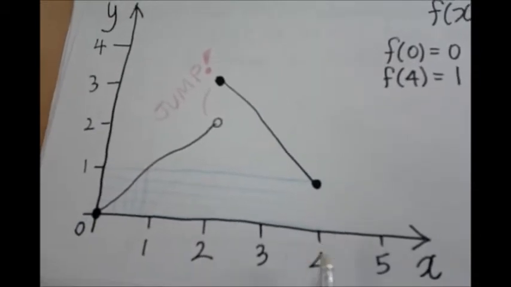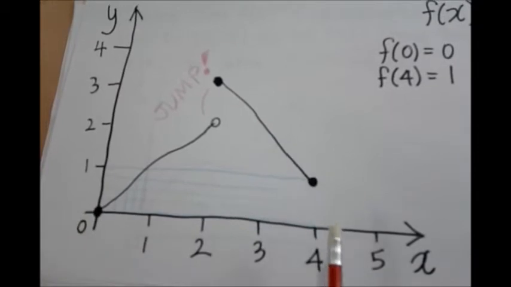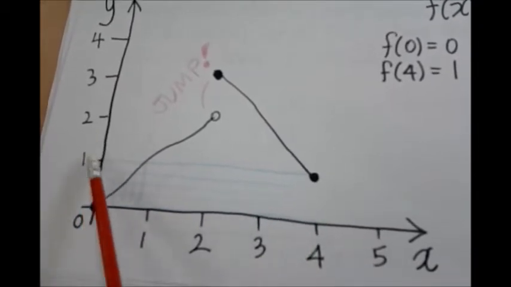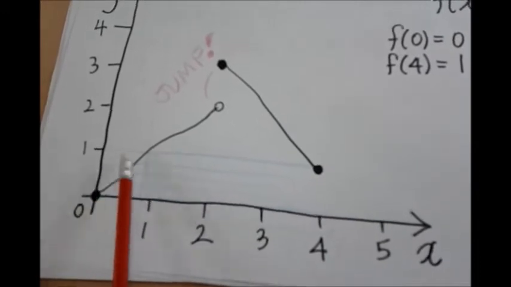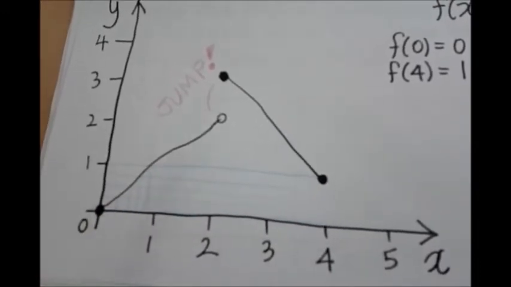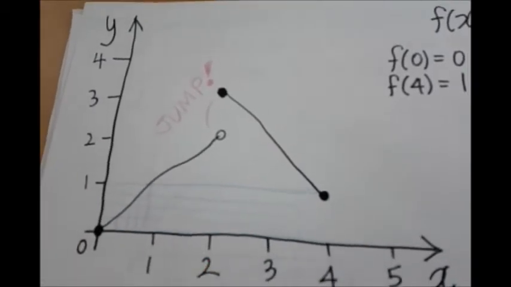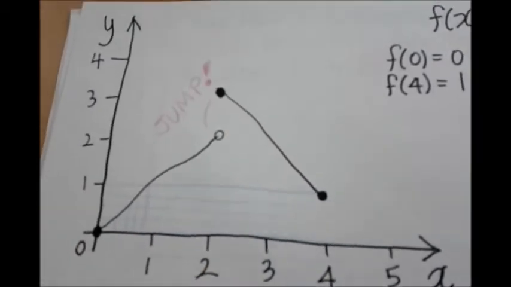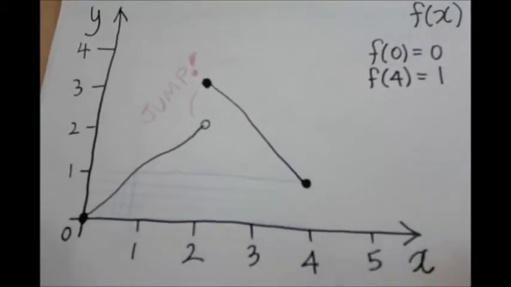However, since we are only dealing with the endpoint values, we know that f of 0 is 0 and f of 4 is 1. So the y values that lie between 0 and 1 have all corresponding x values in the open interval from 0 to 4, which satisfies the IVT, even though there is a discontinuity in this interval. True.